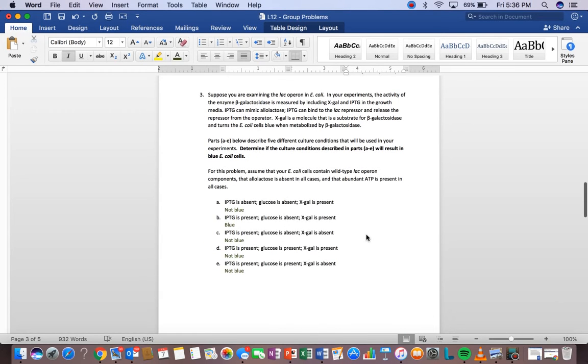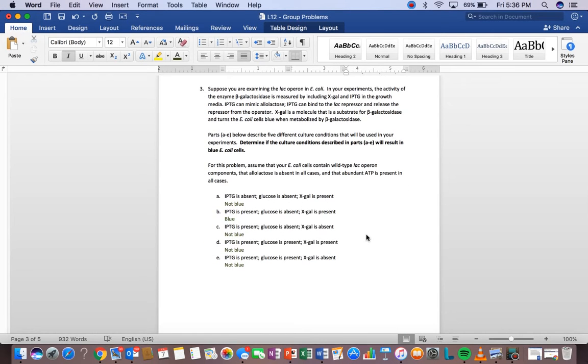Okay, so then on question 3, it gives us a bunch of information about the cells that we're dealing with. But essentially, the IPTG is our representative of allolactose, okay? And as we know from the readings, the allolactose is what binds to the repressor and removes it from the operator sequence. So if the IPTG is absent, our repressor isn't going to get taken off of the operator sequence. So we have to have the IPTG in order to be able to transcribe anything in this situation.